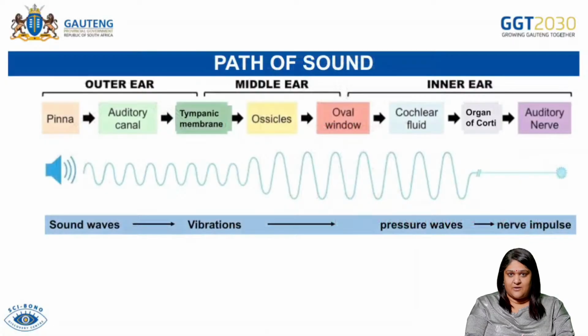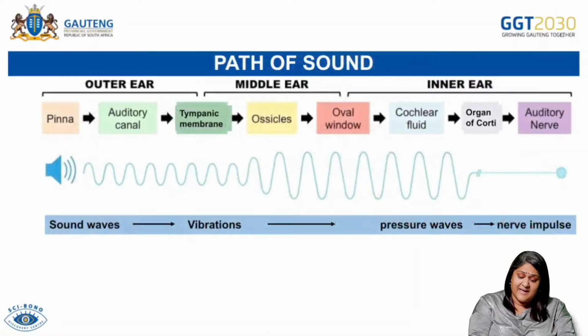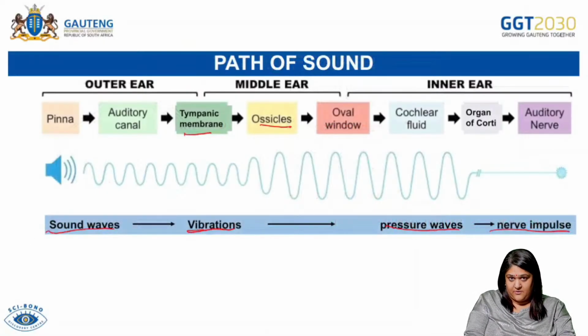Then the path of sound. This is also one that the examiners like to ask. And if they ask you to describe the pathway of sound, that's really nice, 7 marks, okay? But learners lose marks because of 2 reasons. Number 1, they don't always use the correct terminology. Number 2, they are not using the correct stimuli. Okay, and then the impulse. So we're going to go through it. What you must remember is that we have pinna.